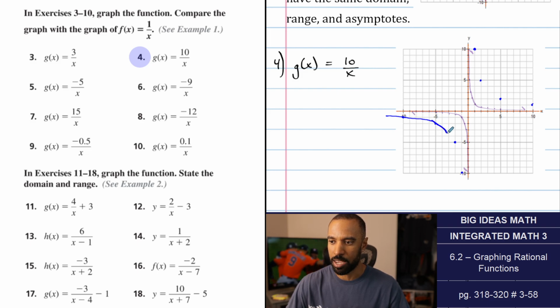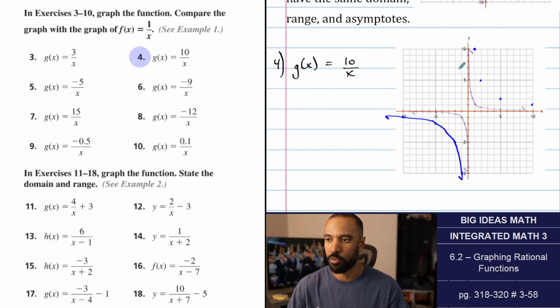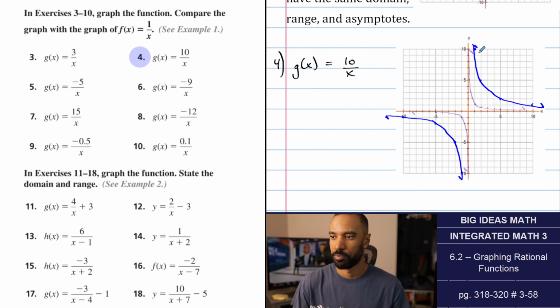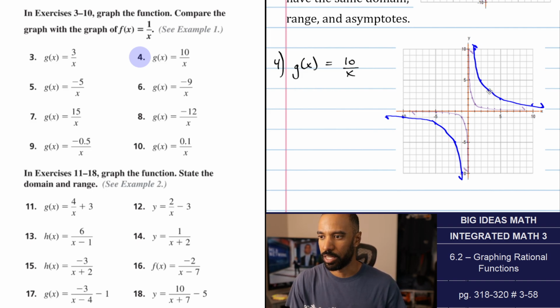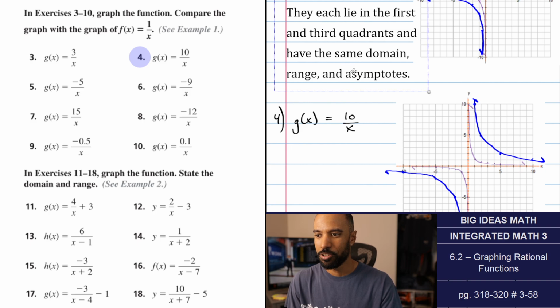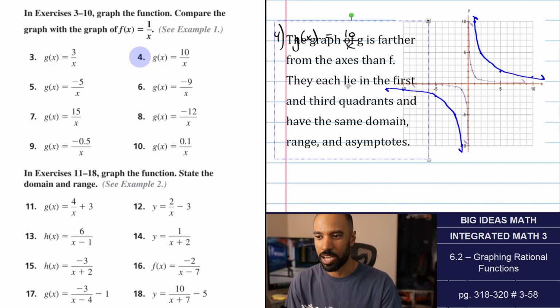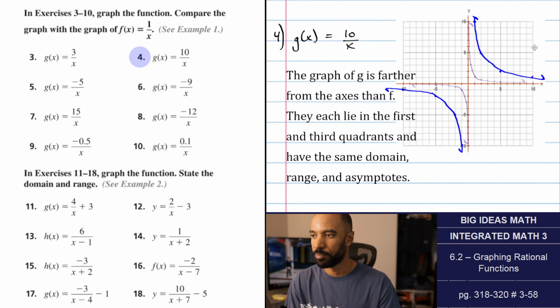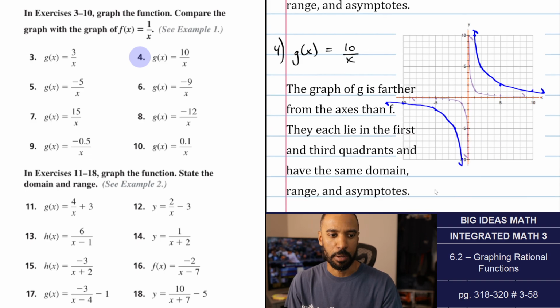But this is the exact same information that I can say on this one, because we're not talking about vertical stretches and shrinks, apparently. So the graph of g, again, is farther removed than the graph of f from the axes. Domain, range, asymptotes are the same. They're in the same quadrants together as well. So I can literally copy and paste the other information that we had before, like so. It's still the same information. There's no change on how we say that versus the other one. Now I have to copy this graph and get ready for number 5.